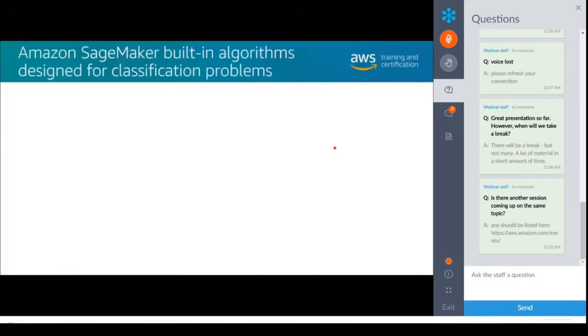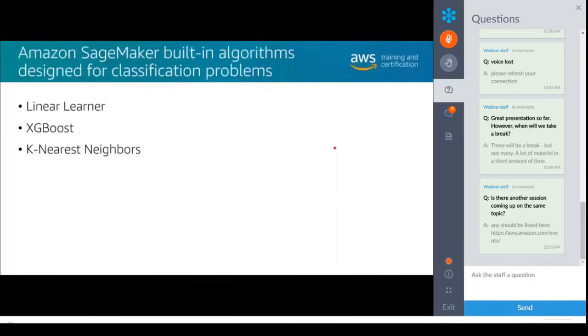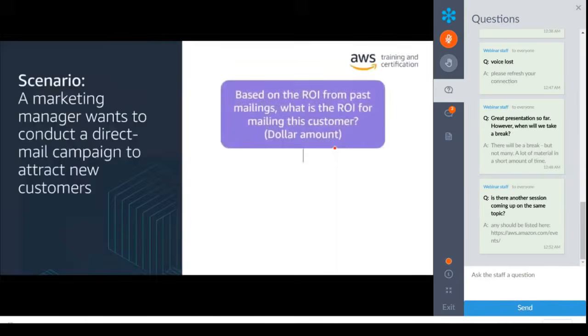So SageMaker to the rescue. If you find yourself wanting to use any one of these state-of-the-art algorithms, they're already built into SageMaker. We have Linear Learner, XGBoost, K-Nearest Neighbors, and a whole bunch of others. This is not a complete list. Once again, you need to go and learn SageMaker.